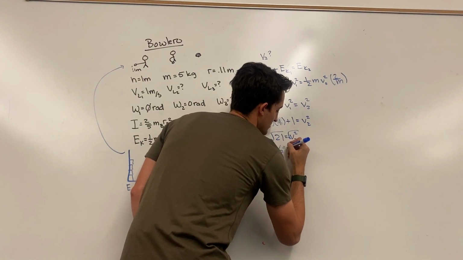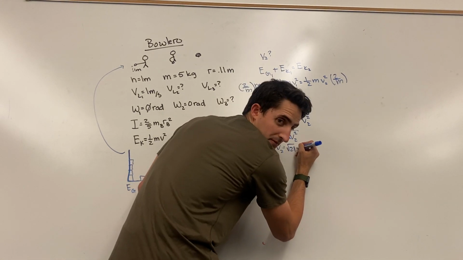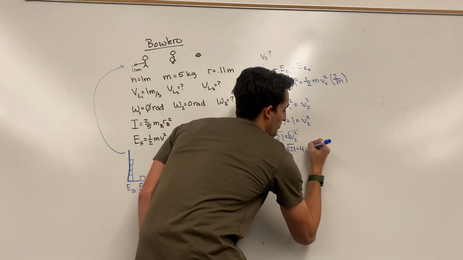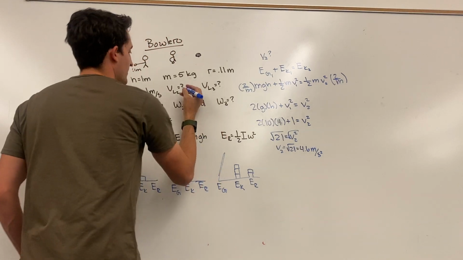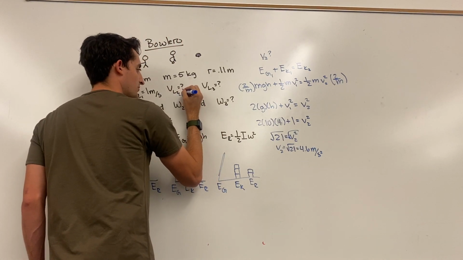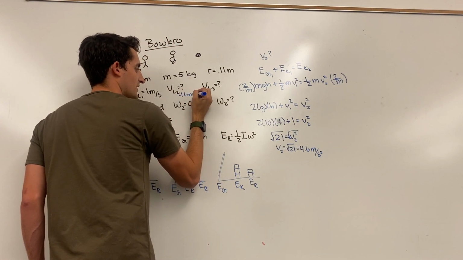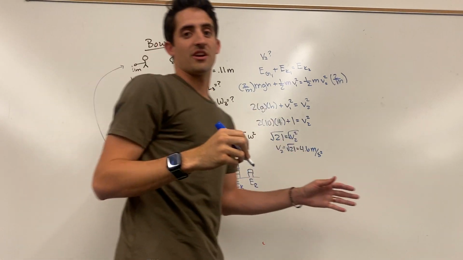V2 equals the square root of 21, which is equal to 4.6 meters per second. So now we have that: 4.6 meters per second. Look at that handwriting. That is absolutely stunning.